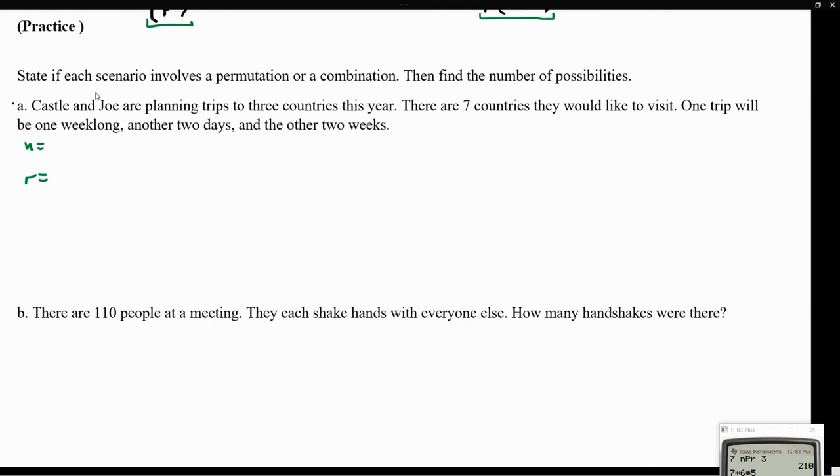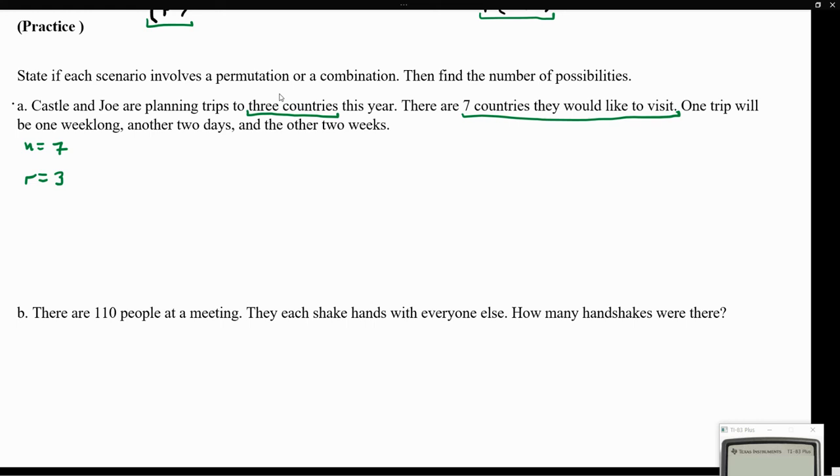So it states that they are planning a trip to 3 countries, and there are 7 countries that they would like to visit. So the total amount of countries is 7, and they want to choose 3 of those 7. Therefore, n is 7 and r is 3.